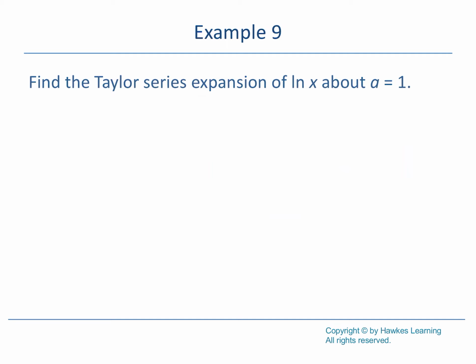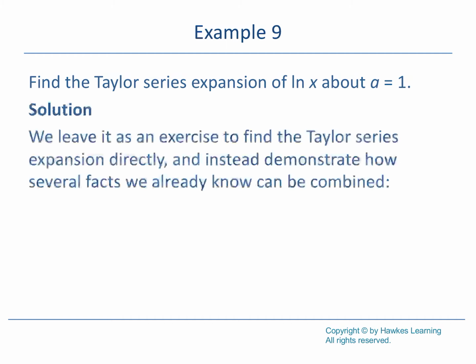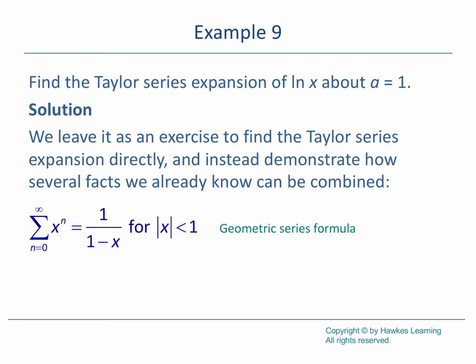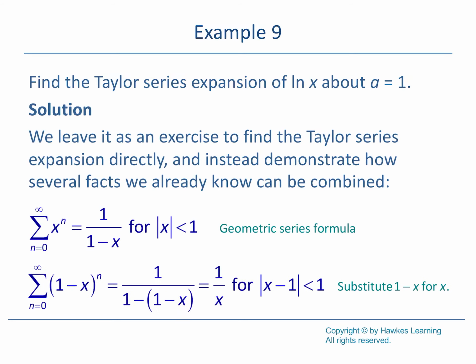Find the Taylor series expansion of ln of x around a equals 1. Cool. So how does ln of x relate to anything that we've looked at so far? Ln of x is the antiderivative of 1 over x. And so what we're going to be able to do is take the Taylor series for 1 over x that we've already looked at. Remember, this is the Taylor series for 1 over x, which we built based on the geometric series formula.